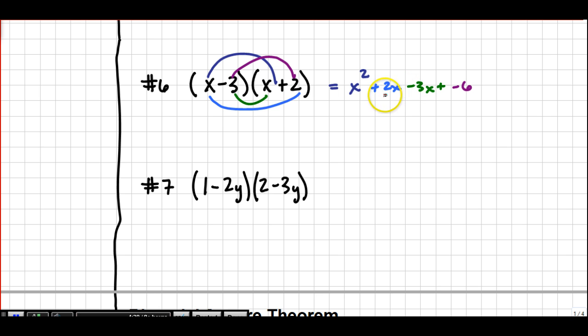Usually, not always, but usually the like terms are the two terms that are in the middle. The like terms are the terms that have the same variables with the same number of powers. So x squared is not a like term with 2x, but 2x is a like term with negative 3x.